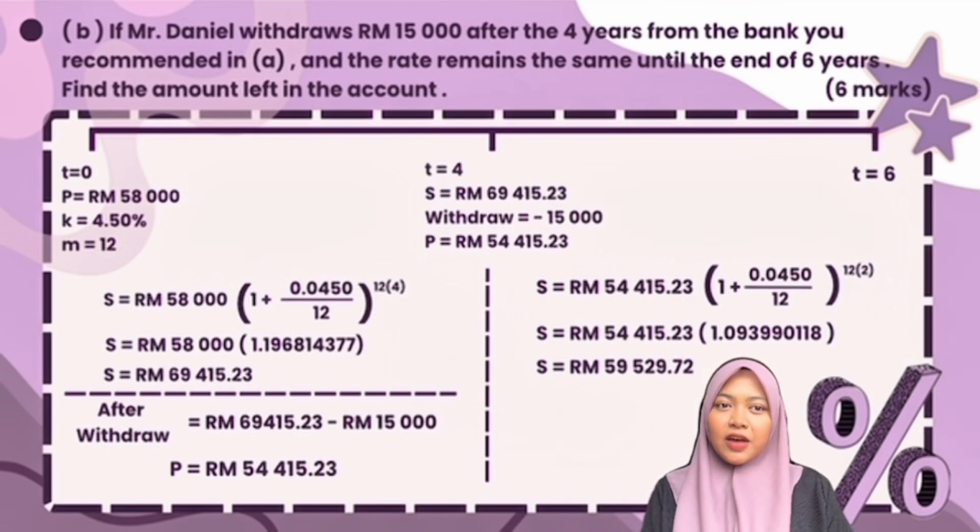After we got the balance, we need to change the time to 2 years because he has 2 years left to complete the investment period. So, after calculating all, we find that the amount left in the account is 59,529 ringgit and 72 cents.